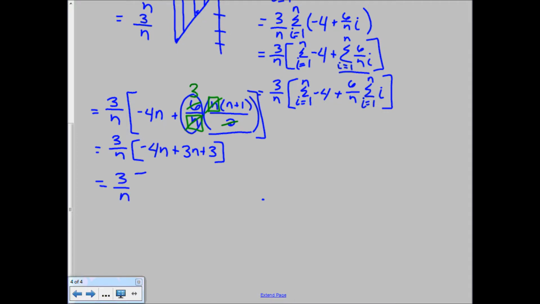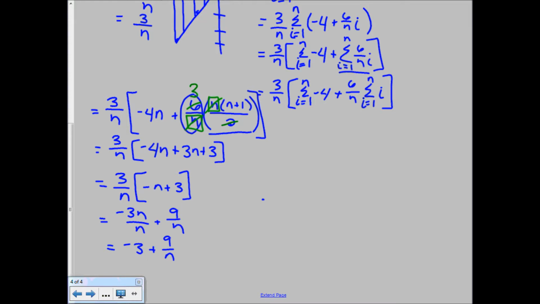Which is just going to be equal to 3 over n times negative n plus 3. And now if we simplify through, we're going to get negative 3n over n plus 9 over n, which is just going to be equal to negative 3 plus 9 over n.